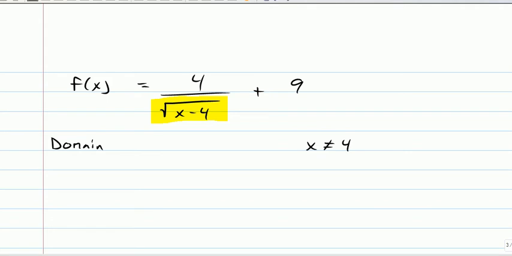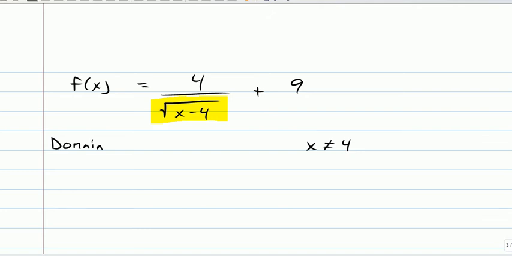Now the division's taken care of. All you have to worry about is dividing by 0. But now you have to consider the square root. You can only take the square root of non-negative numbers. So, could x be 10? Sure. 10 minus 4 is 6. You can take the square root of 6. Could x be 5? Yep. 5 minus 4 is 1. Square root of 1 is fine. If x was 3, well, 3 minus 4 is negative 1. I can't take the square root of it.